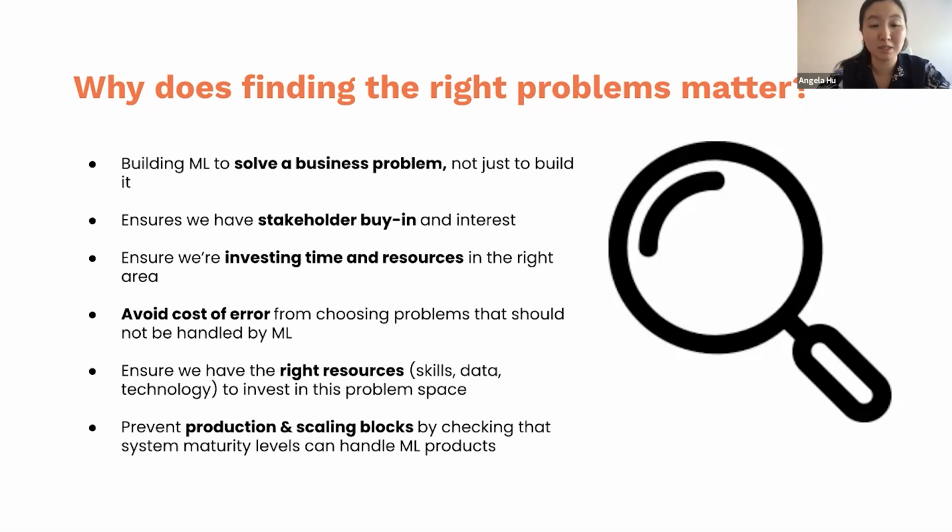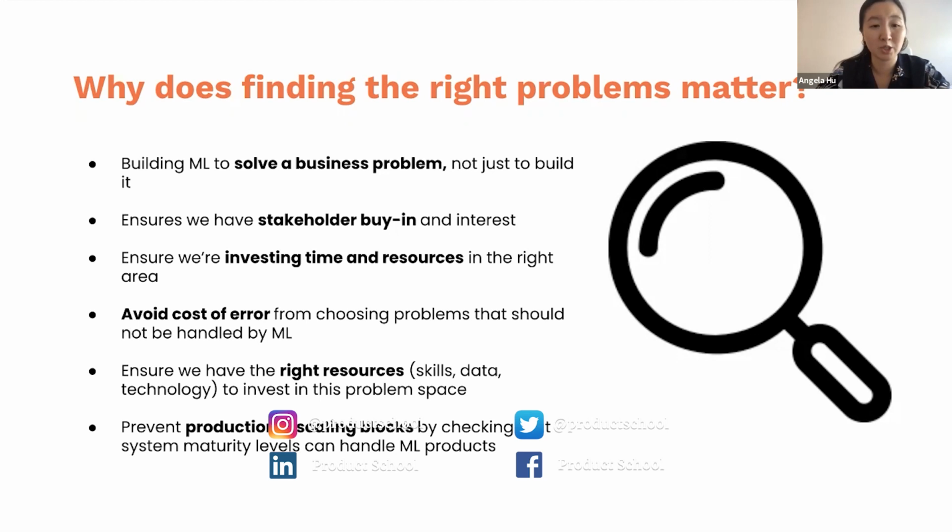If we find a good business problem, this ensures that we have stakeholder buy-in. And this is super, super important because a lot of the times we aren't going to be building machine learning products on our own. A lot of the times we may need data from another team, or we may be integrating our machine learning product into the front end of another team's.